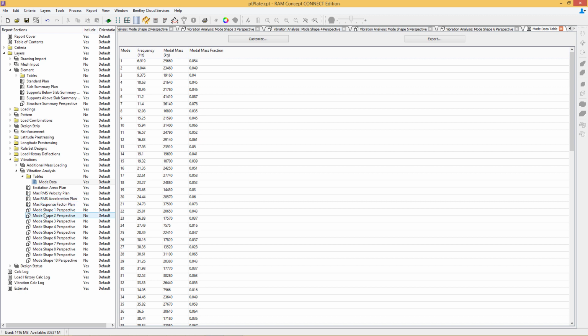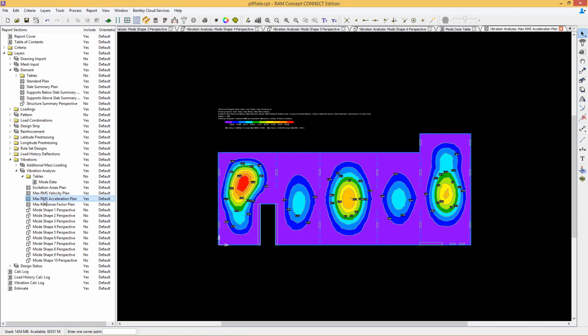So to go look at the results of the resonant and impulsive analysis, we have a root mean square acceleration plan, a root mean square velocity plan, and a max response factor plan. So these are all envelope plans if we want to look at accelerations. And again, remember we're calculating the accelerations for the resonant response and predominantly working with velocities for the impulsive response.